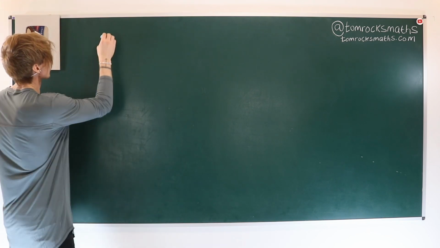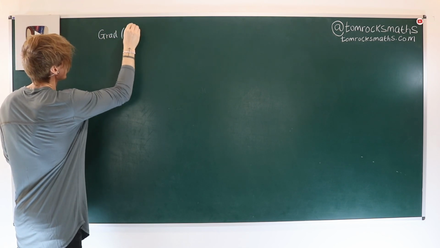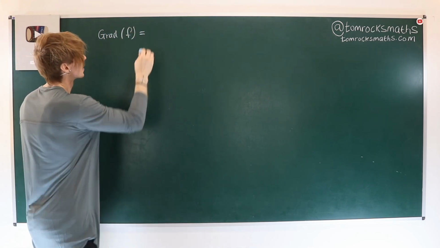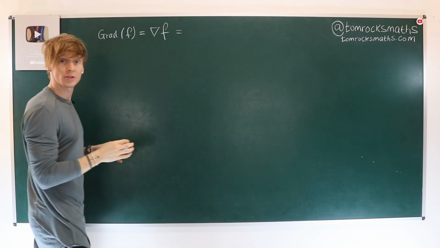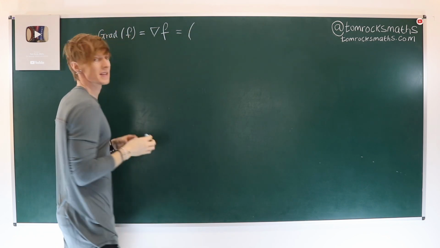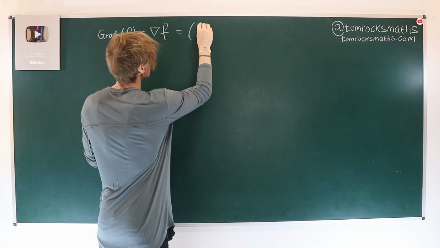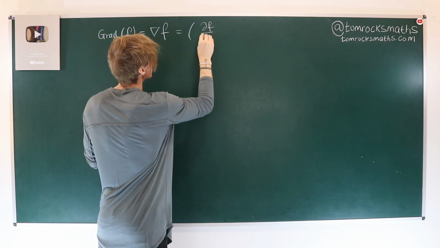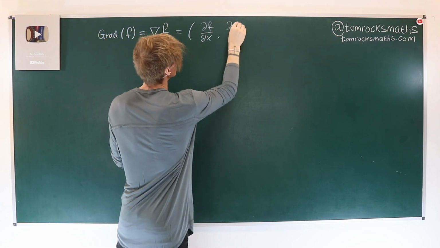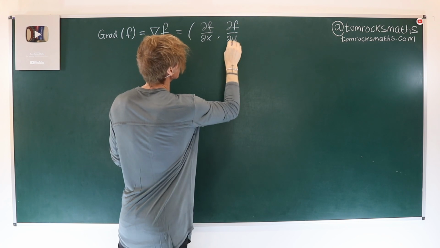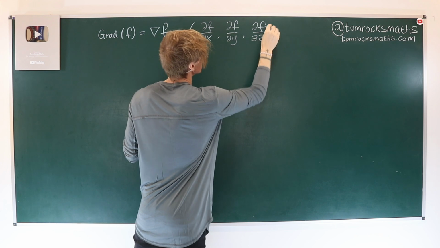Given a function f, we say the gradient or grad of f, which is written as del f, is equal to a vector. There's a big clue there in the name being gradient vector. And the first entry of our vector is partial df by dx. The second entry is going to be partial df by dy. And the third entry is partial df by dz.